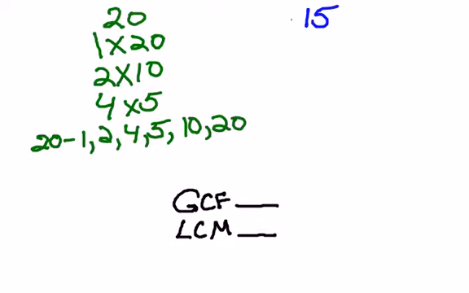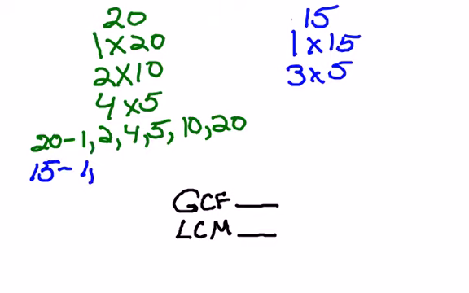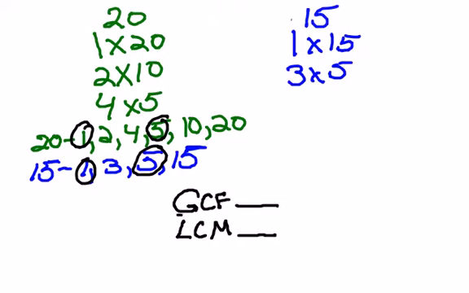We do the same thing with 15. We say 1 times 15. There's no 2, and 3 times 5. So the factors of 15 would be 1, 3, 5, and 15. To find the greatest common factor, we would then circle the factors that they have in common, which is 1 and 5. Because we're looking at the greatest one would be 5. So the greatest common factor between 20 and 15 is 5.